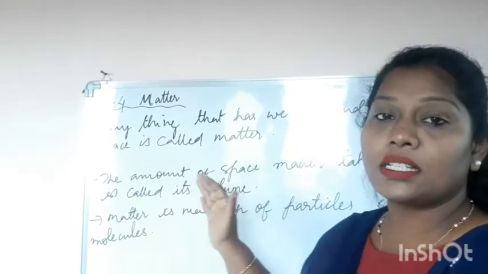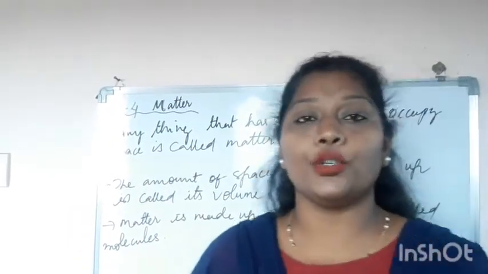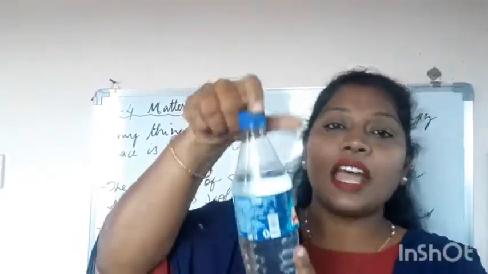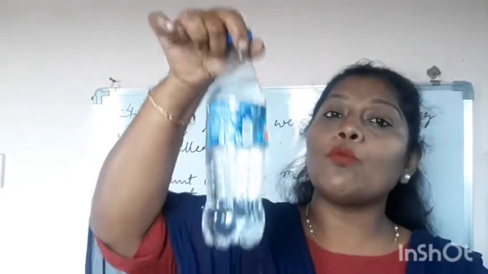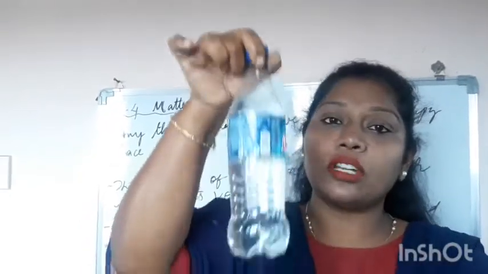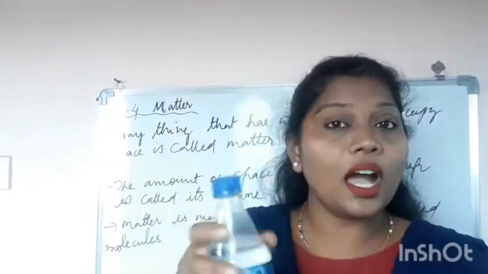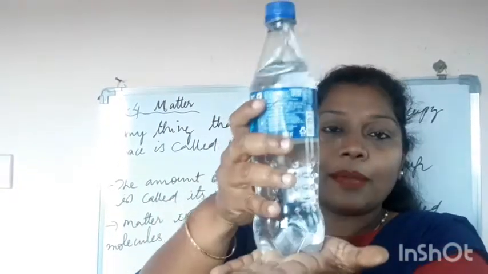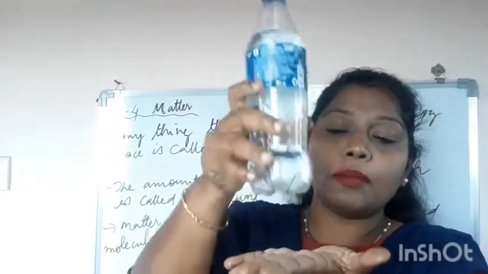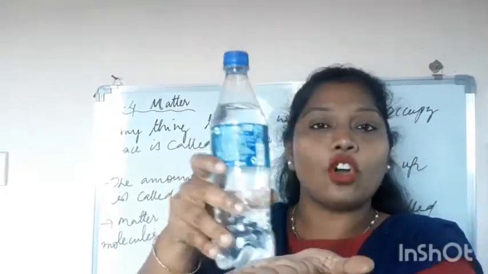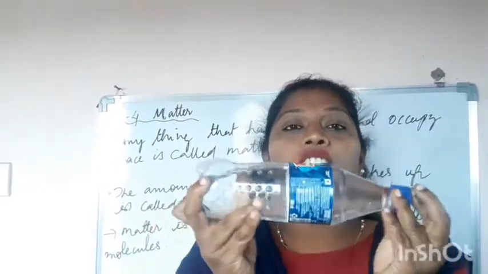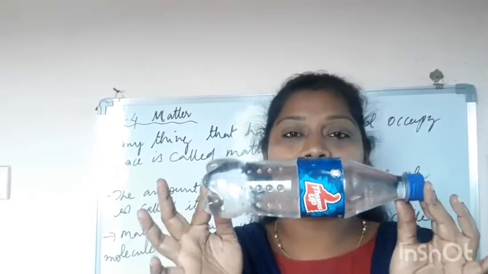Okay. So anything that has weight and occupies space is called matter. M-A-T-T-E-R. Matter. For example, children, I'll show you. Say this is a water bottle. If you catch this water bottle, do you feel some weight? Definitely, the water bottle contains some water, so definitely you can feel the weight. See, I kept it on my hand, right? So the bottle has occupied a minimum amount of space on my hand. If I put it like this, it is occupying this much space.